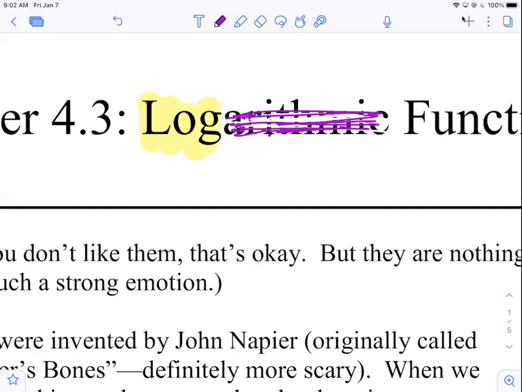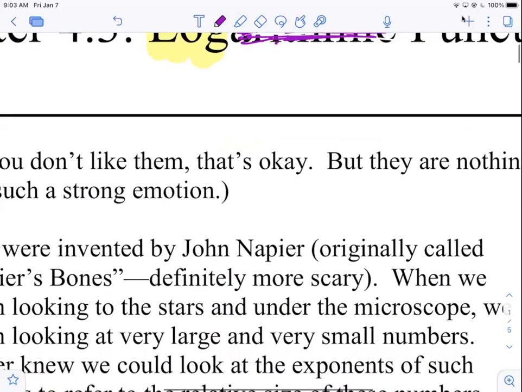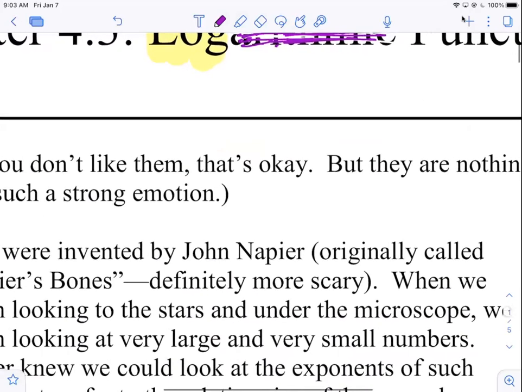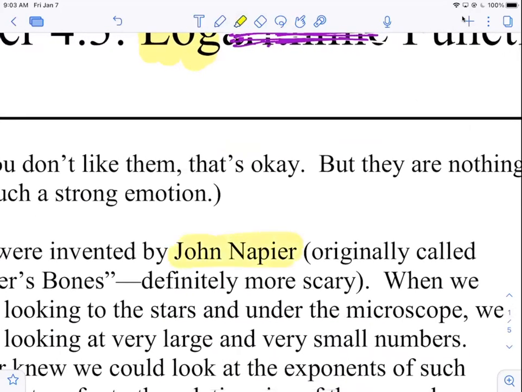So what's happening when this comes about is numbers started getting too big to handle or too small to handle, right? So a Scottish mathematician named John Napier said, I have a solution.